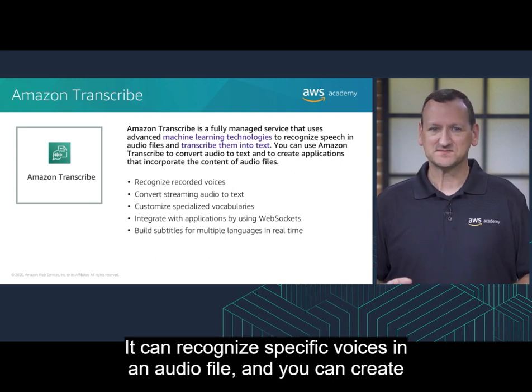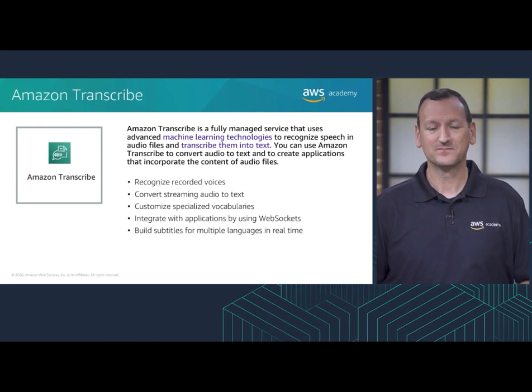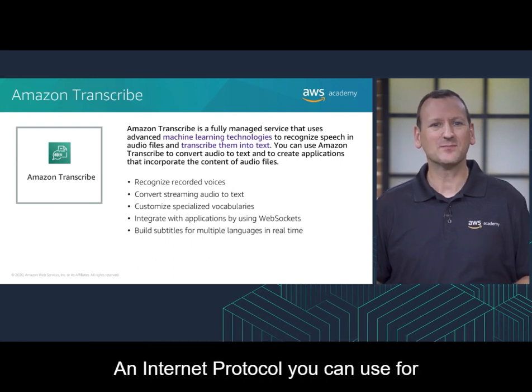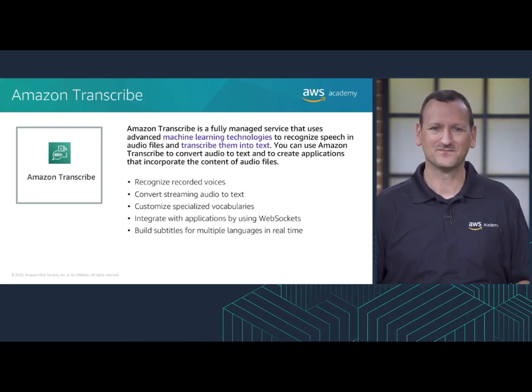It can recognize specific voices in an audio file, and you can create a customized vocabulary for terms that are specialized for a particular domain. You can also add a transcription service to your applications by integrating with WebSockets, an internet protocol you can use for two-way communication between an application and Amazon Transcribe.